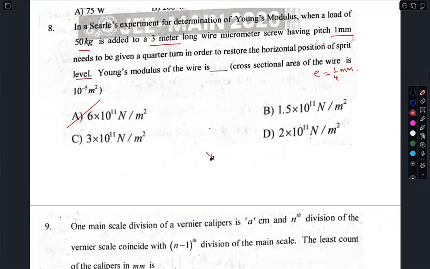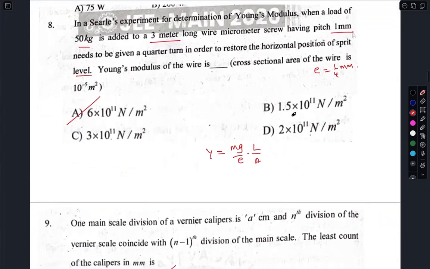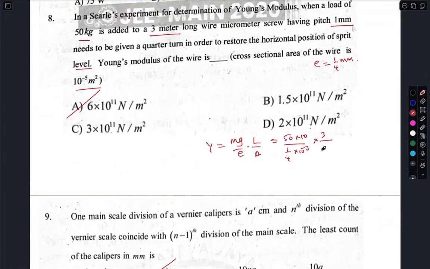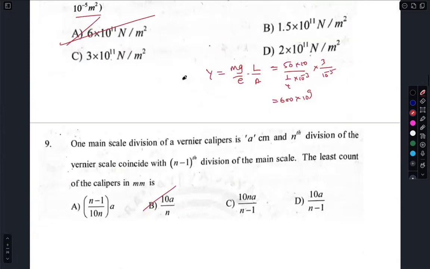So what do you want? Young's modulus formula is mg by elongation, into original length by cross-sectional area. Very good. I am thankful to the person who has given the cross-sectional area directly. 50 into 10 by 1/4 mm, 10 power minus 3, by a length of 3 meter. Area of cross-section is 10 power minus 5. 50 by 1/4 is 200. 200 into 3, 600. 600 into 10 to the power of 9. It's option A. Just next question.